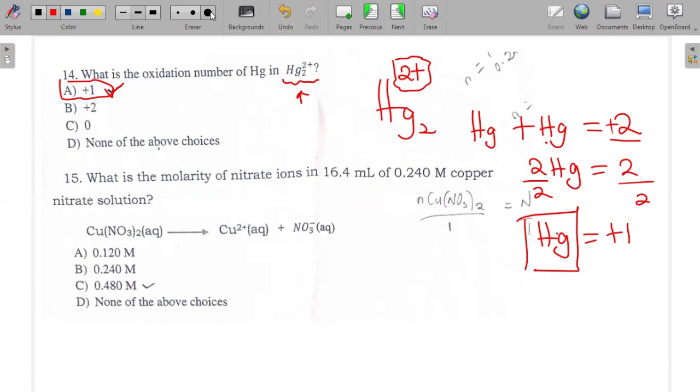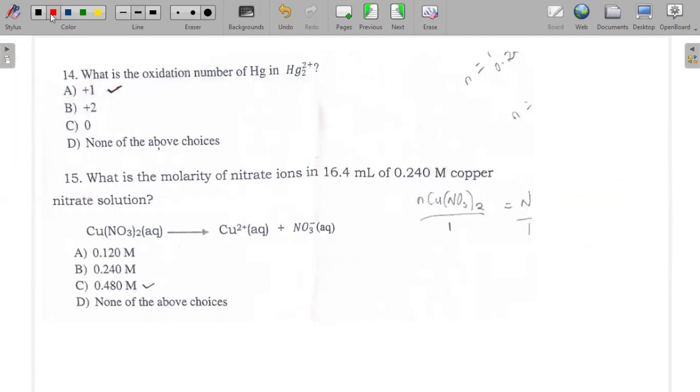Okay, so if there are no questions, we'll move to question 15. Question 15 says: what is the molarity of the nitrate ions in 16.4 milliliters of 0.240 molar copper nitrate solution? Okay, so here we first have to get the mole ratio from the balanced chemical equation.